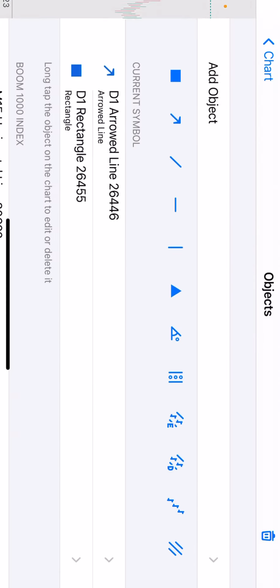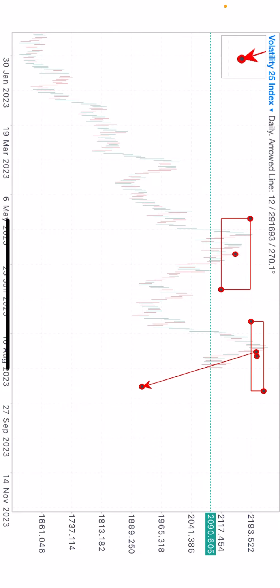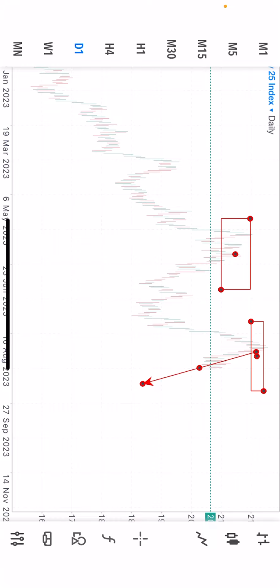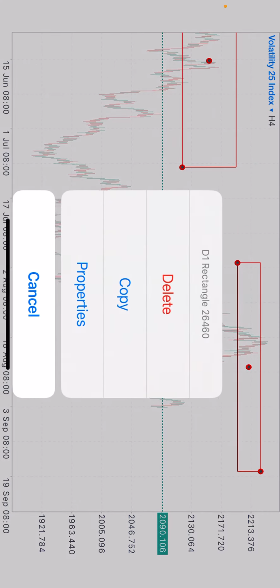Let me mark it up for you. We've got a double top here. So probably the market is trying to push and go down, but we're not going to be anticipating. We're going to be analyzing. So I'm going to go to my 4-hour time frame. Here is my 4-hour time frame. Let me remove this double top.